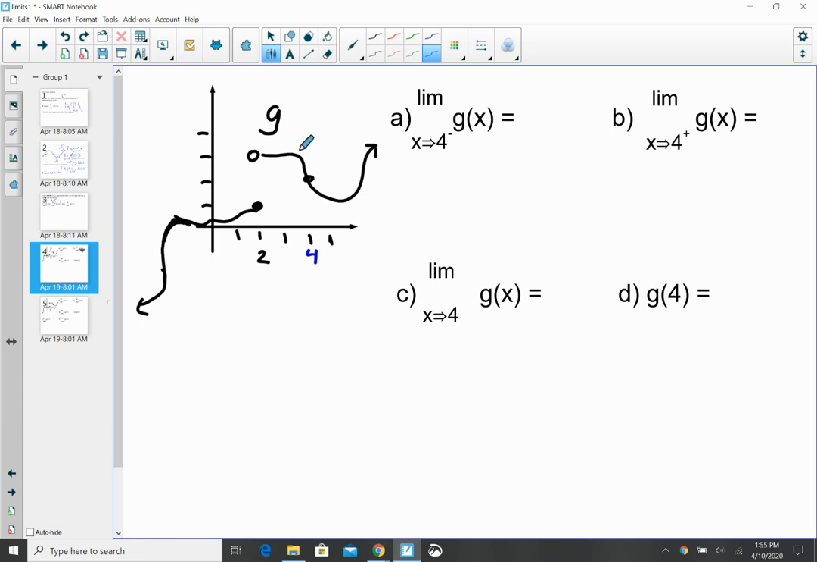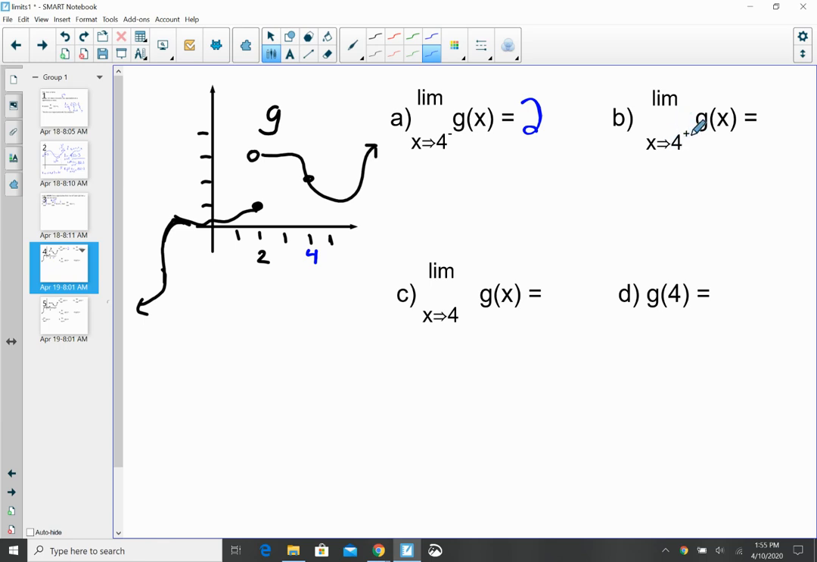So this is coming from the left. You're getting closer to 4. By the way, you're getting infinitely closer. You're never really getting there. It's like you're going to 3.9999999. Whether you get there or not doesn't matter. It just matters what you're getting close to as the x value is getting closer to 4. So the y value you're getting close to looks like it lines up with the number 2. That's how you do that.